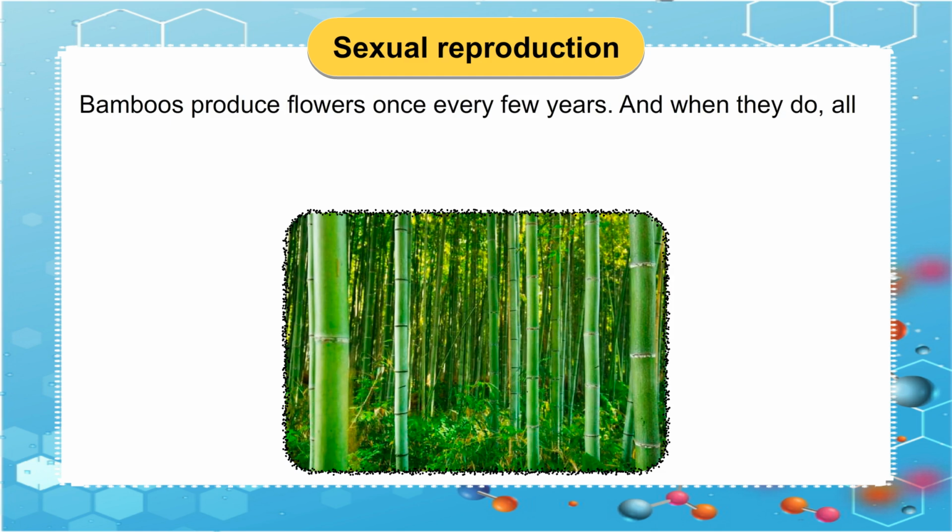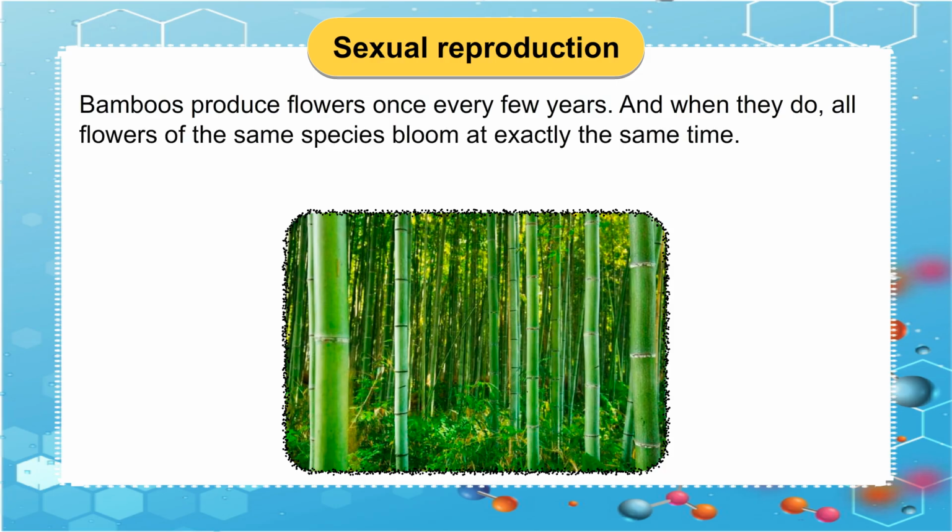Bamboos produce flowers once every few years. And when they do, all flowers of the same species bloom at exactly the same time.